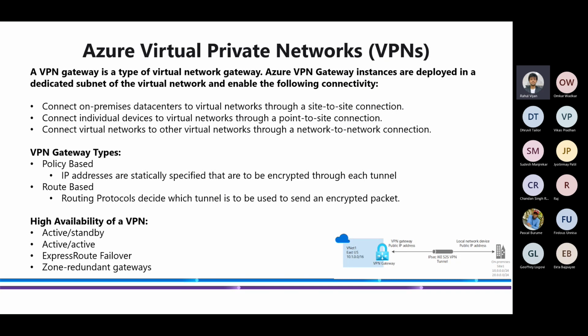For example, there is a standby virtual private network and there is the active virtual private network. As soon as the active one goes down, the standby takes place. The other is active-active. You have two virtual private networks and traffic is divided between them. Once one of the active ones goes down, then all of the traffic goes to the other one.